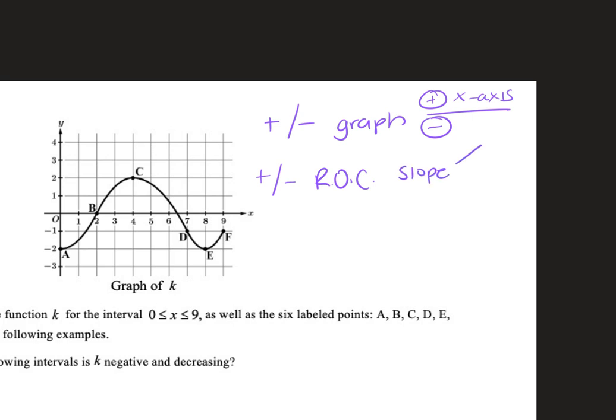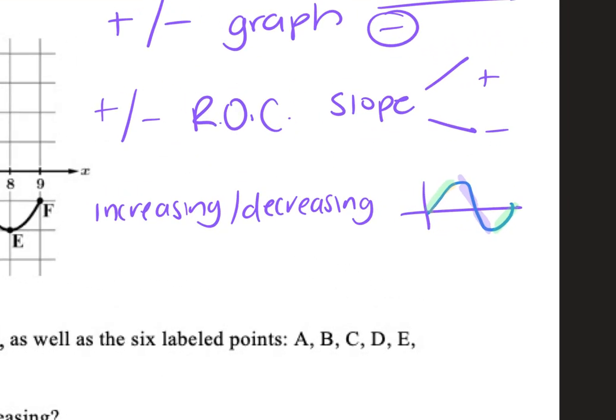If it's going up, it's positive. If it's going down, it's negative. And then if you're talking about increasing, decreasing, if it's just regular increasing and decreasing, you're looking for where it goes up. This would be increasing. This would be increasing, okay? And down, decreasing, decreasing.